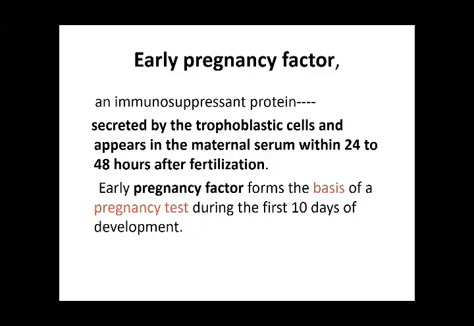What is early pregnancy factor? How early can pregnancy be detected? It is an immunosuppressant protein secreted by the trophoblastic cells, that is, from outside, and it appears in the maternal serum within 24 to 48 hours after fertilization. So it is said that this forms the basis for the pregnancy test during the first 10 days of development, until it can be seen on the ultrasound.